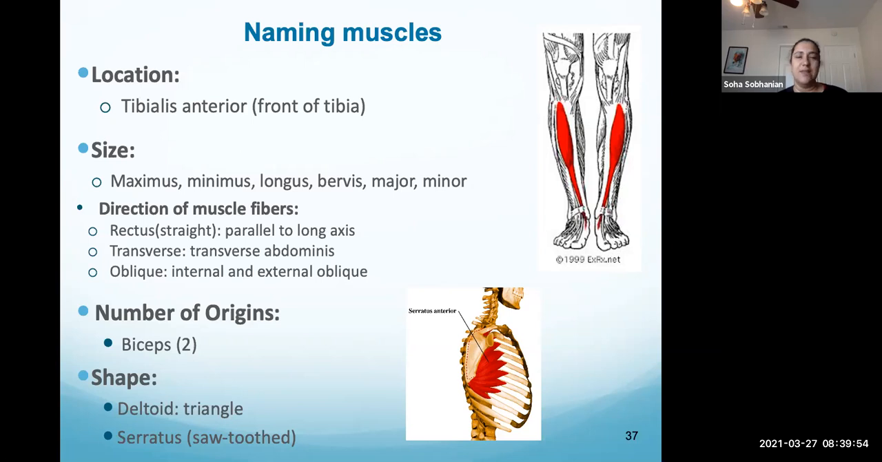Is this making sense, guys, when it comes to naming structures? Or naming muscles, I guess I should say. Any questions or clarifications so far? Great. Okay.